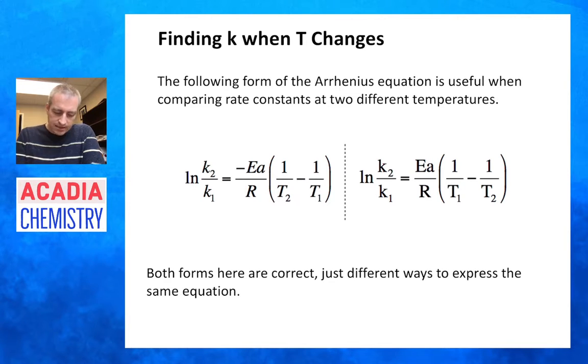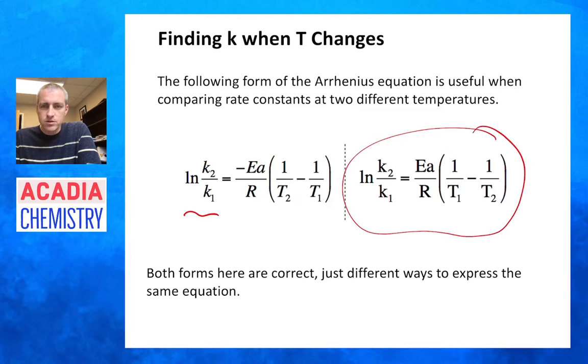What this is saying is that the natural log of the rate constant 2 over rate constant 1, so the rate constant at 1 temperature versus the rate constant at a 2nd temperature, is equal to minus EA over R times 1 over T2 minus 1 over T1. This is the identical equation, it's just slightly rearranged if you prefer to have your right-hand side positive rather than negative. Doesn't matter which one you use, just make sure you use one of them and you don't mix and match parts of these 2 equations.